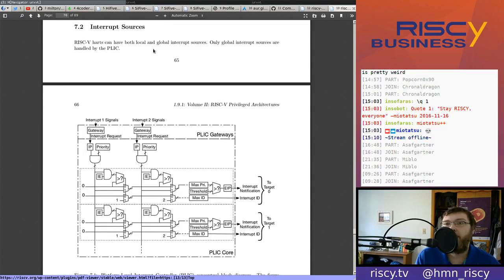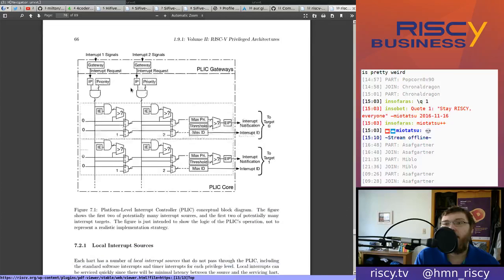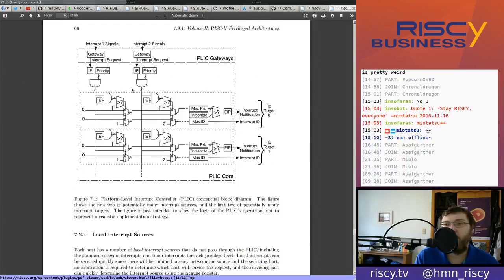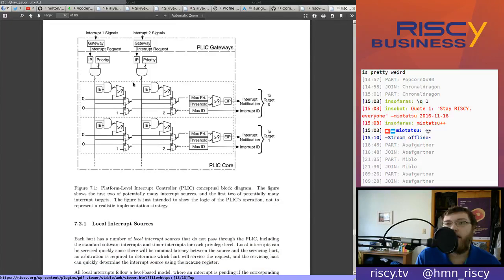So when we're talking about the PLIC, we're only talking about the global interrupts, but there can also be local interrupts. So I guess that's good to know. So here we have a nice, pretty diagram of some actual circuitry. So what is this showing us?